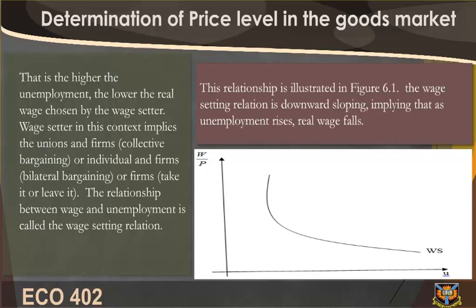The relationship between wage and unemployment is called the wage setting relation. This relationship is illustrated in figure 6.1. The wage setting relation is downward sloping, implying that as unemployment rises, real wage falls.